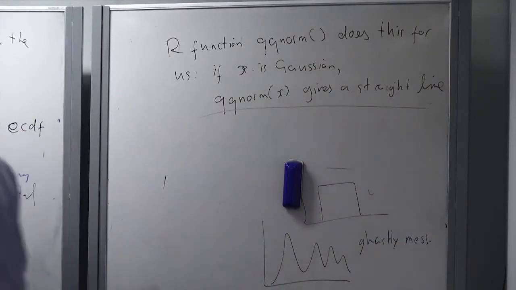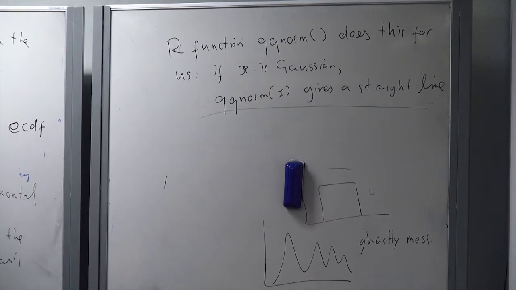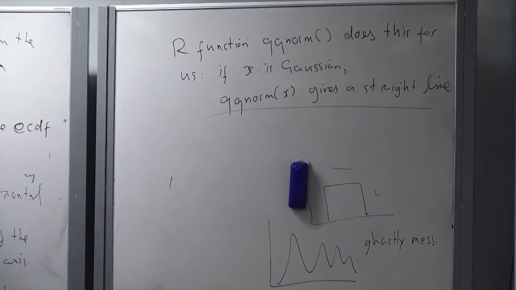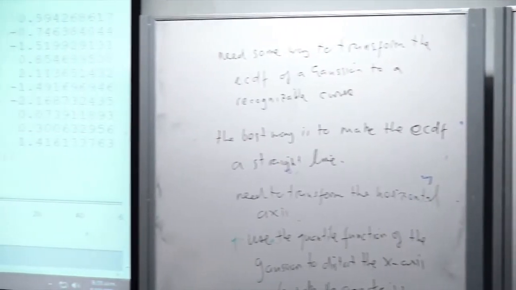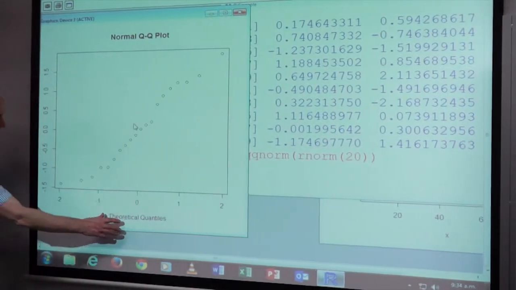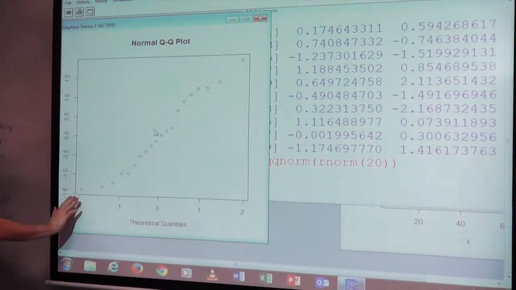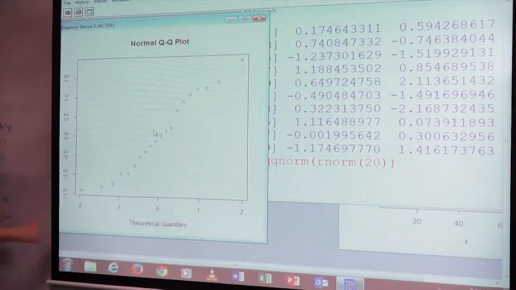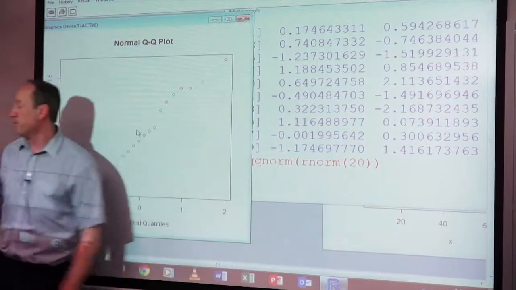Perfect straight line? Of course not. Can't be a perfect straight line because we've got random variability. There's crud everywhere. But it ain't too bad. You can see it's turned it into the theoretical quantiles and it's kind of transformed the x-axis. But the y-axis is showing us where the data lies. And it's not a perfectly straight line because it's random.